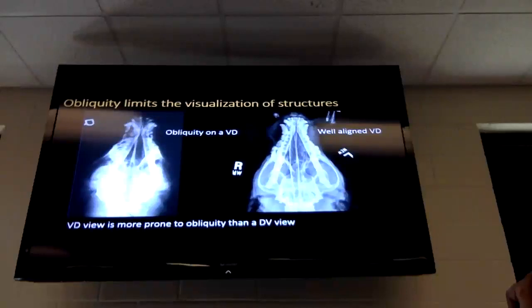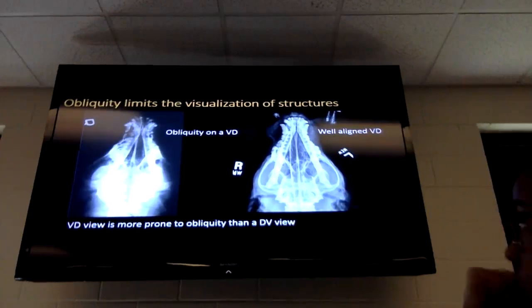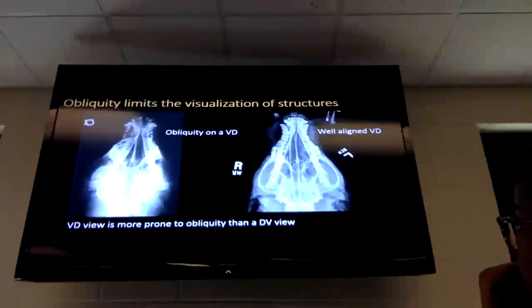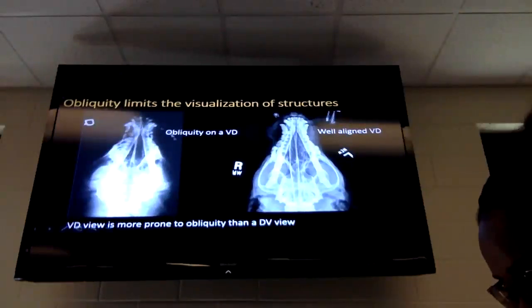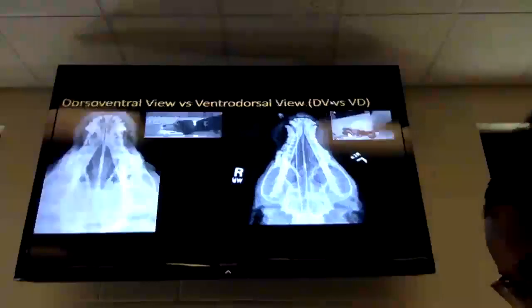Okay. Question. So, are the legs mixed on it? So the DV is going to be the lower one? They are both obliques. But this one is an oblique, and this is well aligned. On the previous slide, this one is a DV and this one is a VD. Questions?